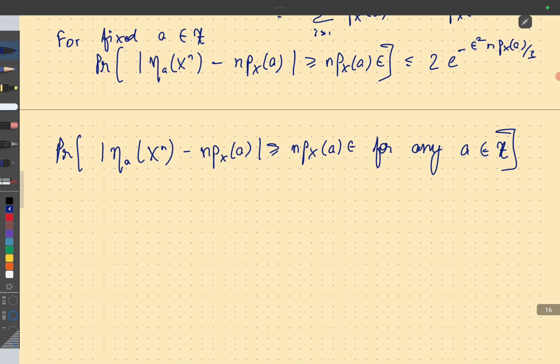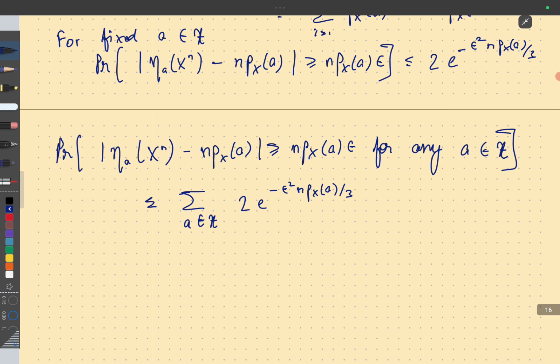Correct. So what is this probability? How can we upper bound this particular probability? Again, very simple, straightforward. You just use a union bound. So this is less than or equal to the summation over all A coming from the set X of 2 times e to the power minus epsilon square n times P_X of A divided by 3, right? Again, a minor point to note is that epsilon should be sufficiently small for this to hold, should be less than 1.